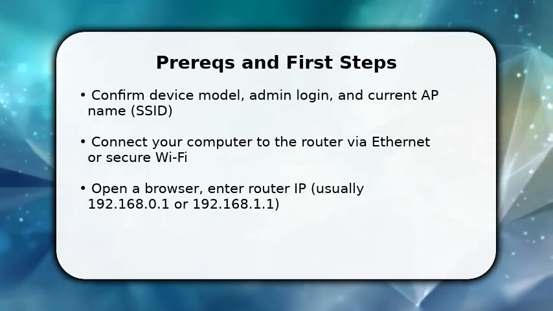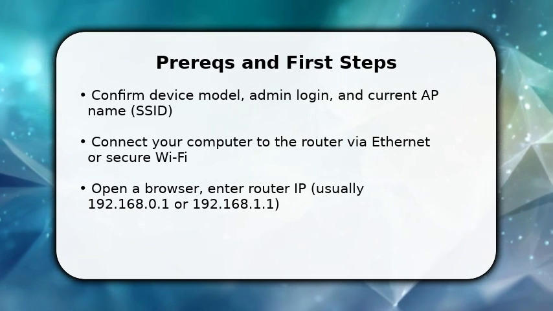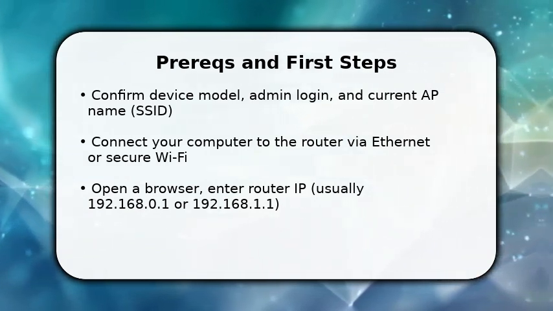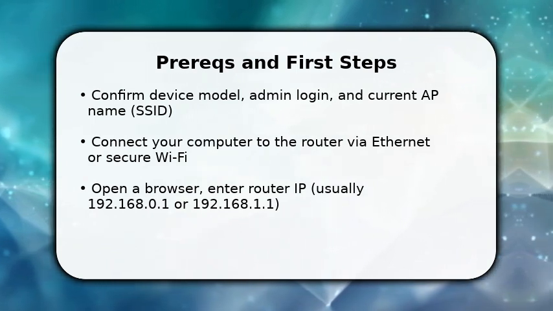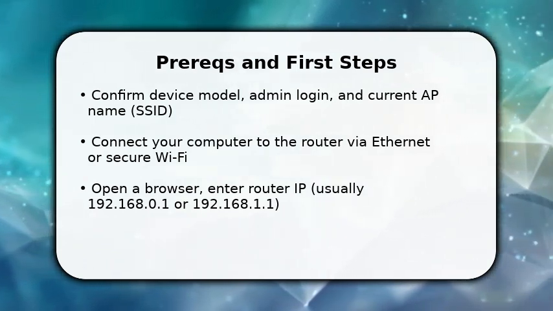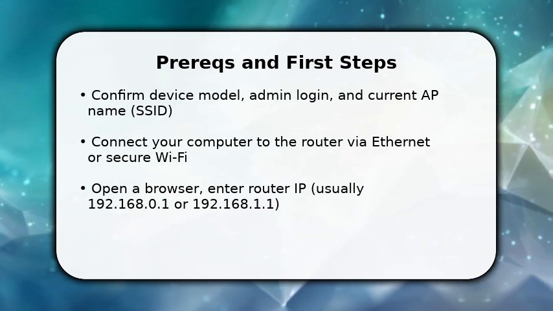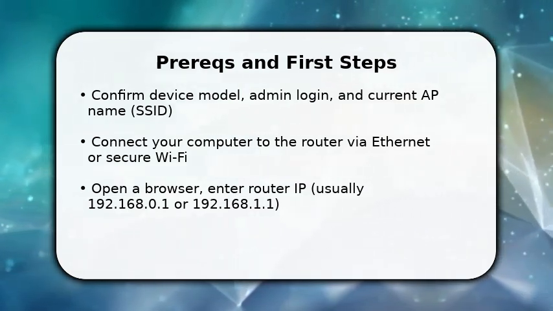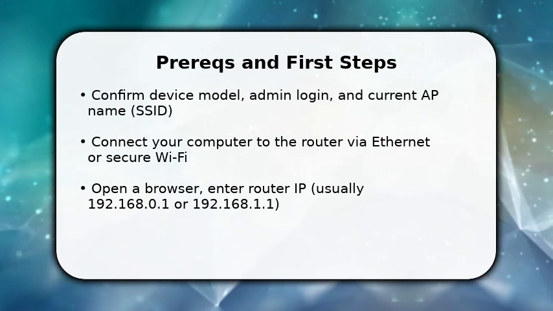You start by confirming prerequisites. Know the AP model, admin username, and current SSID so you aren't locked out. Once connected by Ethernet or secure Wi-Fi, open your browser and type the router's IP address, often 192.168.0.1 or 192.168.1.1.